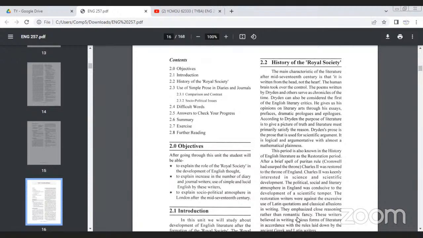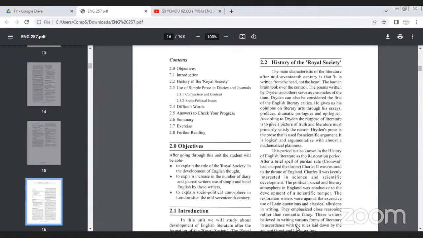The political, social, and literary atmosphere in England was conducive to the development of the scientific temper.